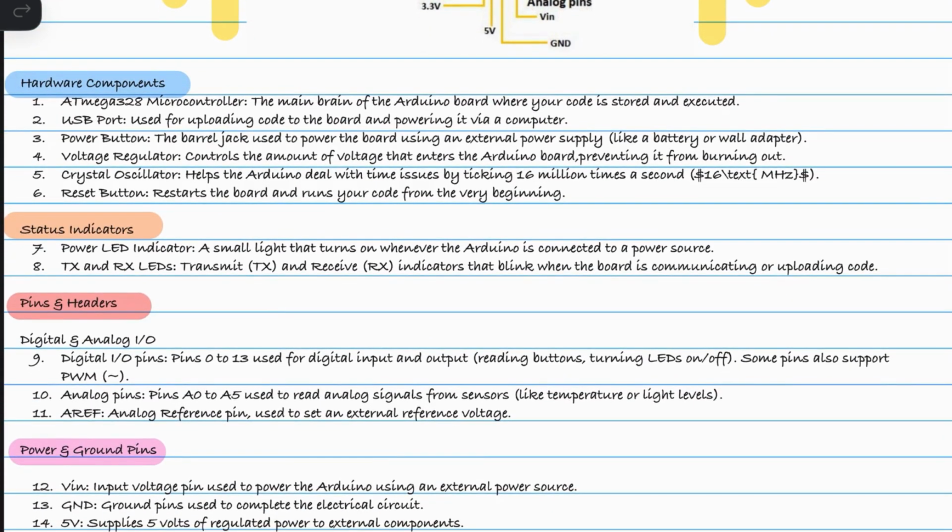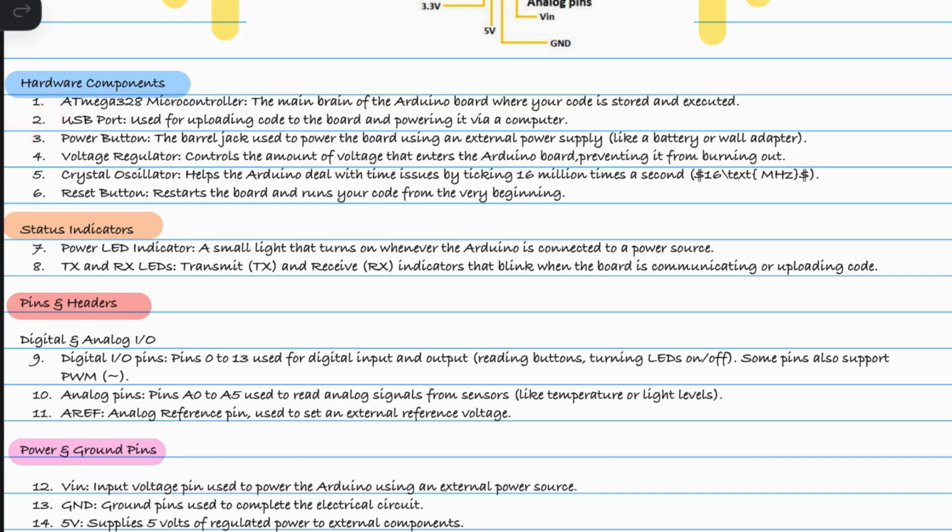First comes the ATmega 328 microcontroller. This is a large block of silicon chip, and it is undisputedly the main brain of the entire board. This is where your compiled code is physically stored inside the flash memory and executed line by line. So this microcontroller controls everything else on the board.